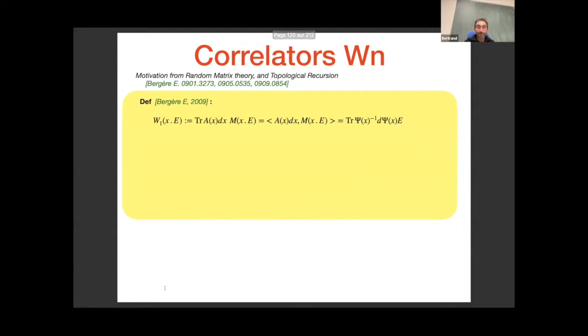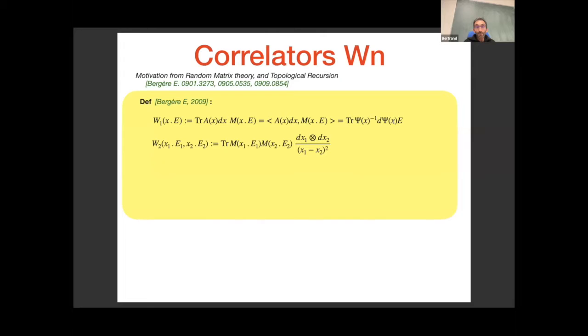Let's define first W1. W1 is the trace of A times M. You can write it in a more intrinsic way as the scalar product of A dx times M, or you can use the cyclicity of the trace and write it in this way, in which you see the Maurer-Cartan differential form. This is the definition of W1.